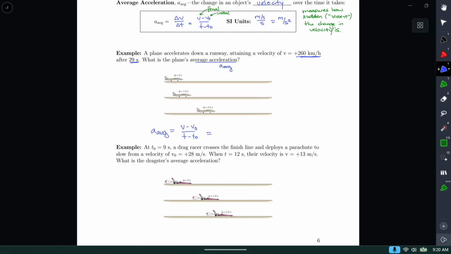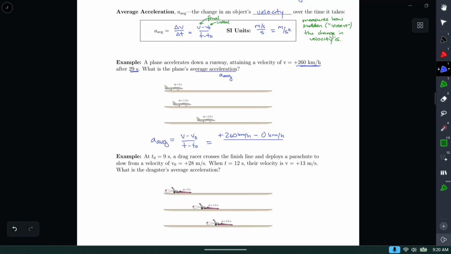So what's the final velocity? 260 kilometers an hour. Yep, in the positive direction. What was the initial velocity? 0? Yeah, it's not stated, but I mean, it's a plane going down a runway, so we can assume.